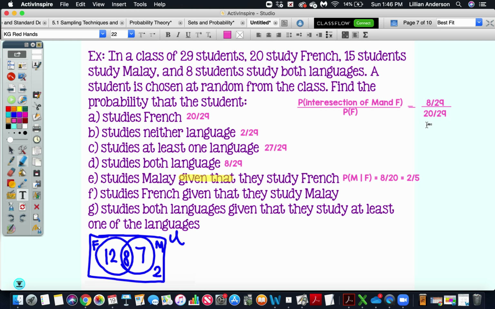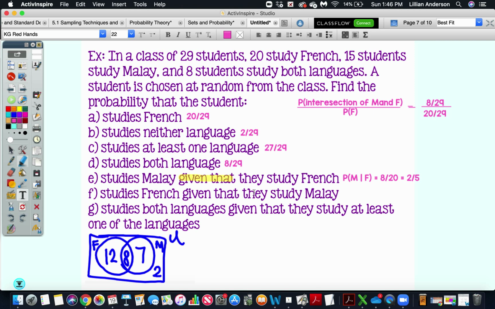Now, when you have a fraction within a fraction, you guys know you keep change flip: you keep the numerator, change the division to multiplication, flip the denominator, and that's how you end up getting 8 over 20, which is 2 over 5. This is the shorter way to do it, especially if you have the Venn diagram already there, but this is the proper way using the actual probabilities. This is also how you would show it in a conditional probability.